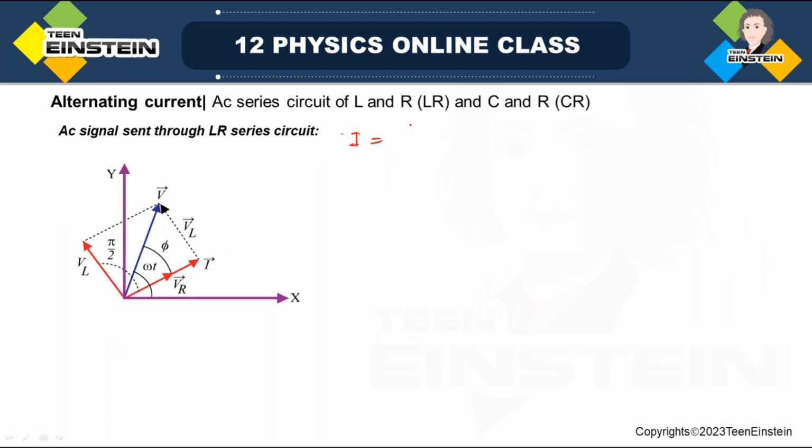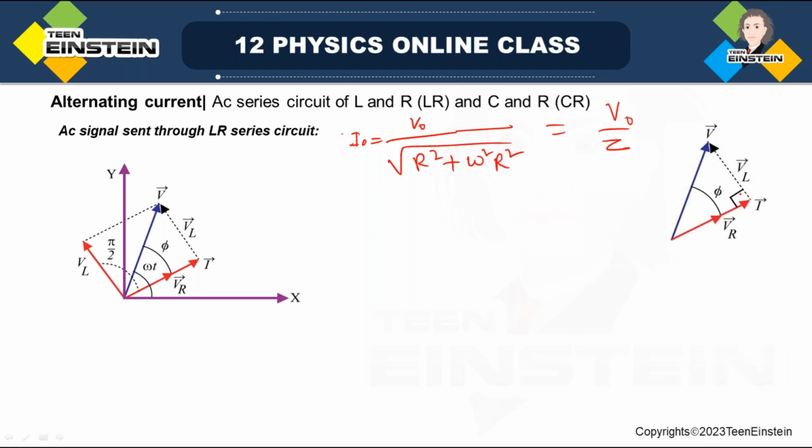I0 is equal to V0 by square root of R square plus omega square L square. Okay, that is actually Z. So that means it is V0 by Z, I0. Now we have this particular figure.